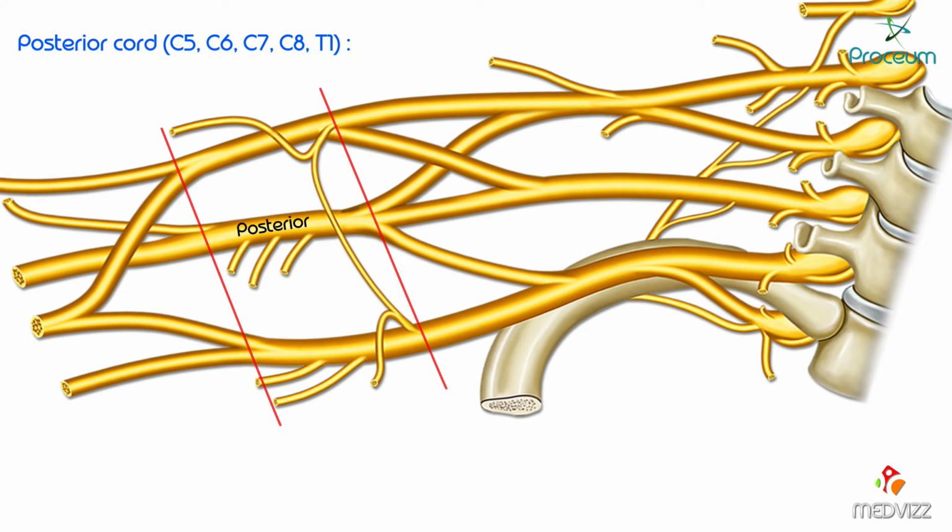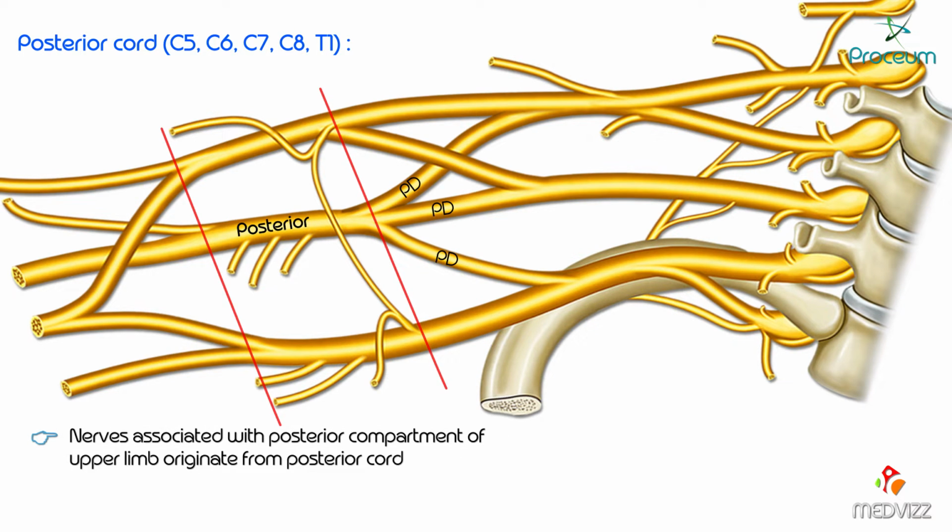And next is the posterior cord. The posterior cord of the brachial plexus is mainly formed by the union of all three posterior divisions, so it has contributions from C5 to T1. The nerves associated with the posterior compartment of the upper limb mainly originate from the posterior cord, and it lies posterior to the second part of the axillary artery.